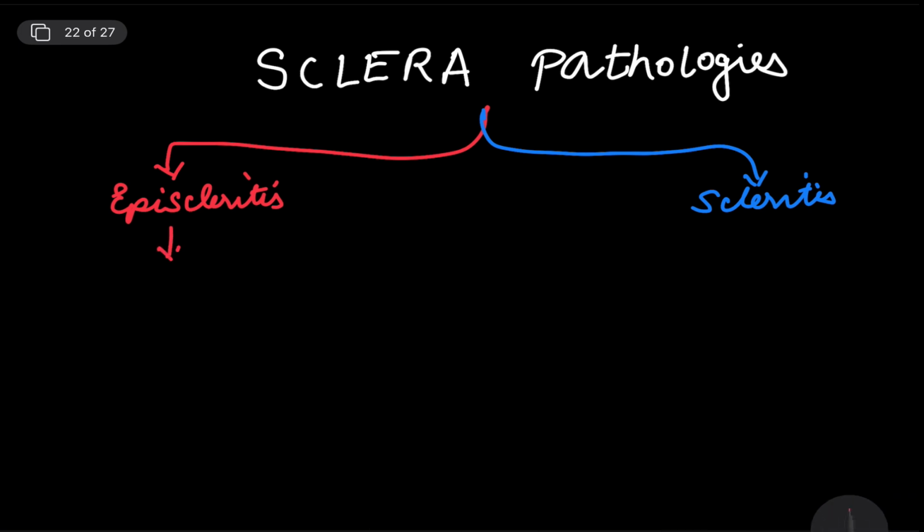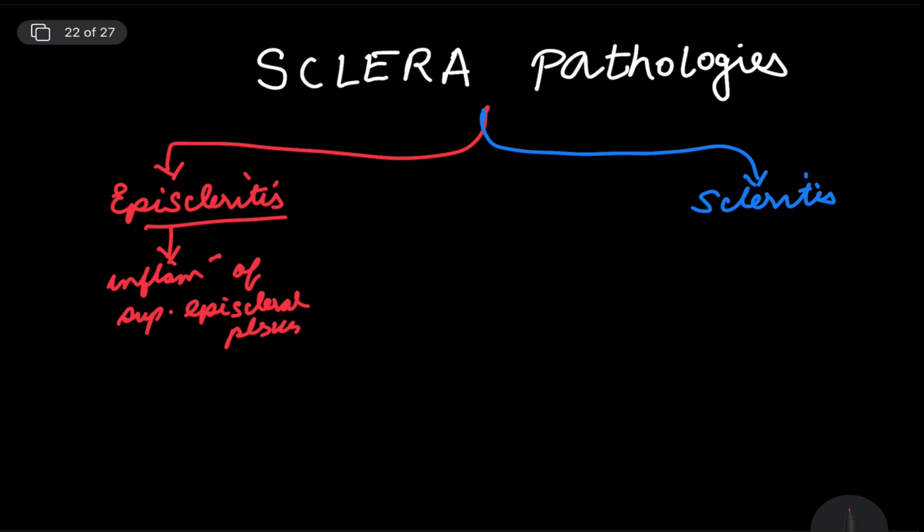What is that? Episcleritis is basically inflammation of the superficial episcleral plexus. Episcleral plexus, we have already talked about that. Episclera has the superficial layer of blood vessels. Their inflammation is episcleritis. Does that mean that scleritis is the inflammation of the sclera proper? That is not possible. As we have already established, sclera proper is avascular.